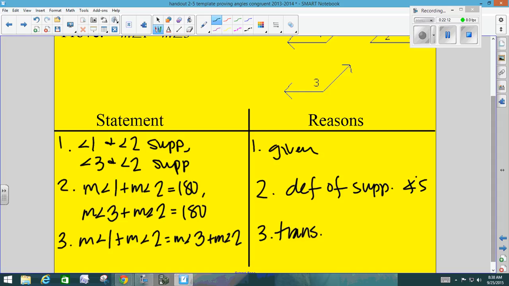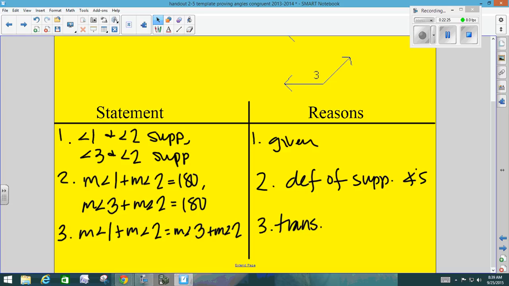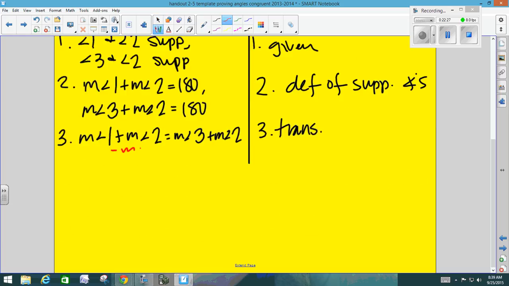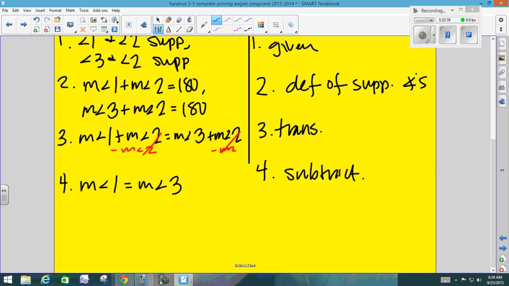Okay, we're close because we're trying to prove 1 is equal to 3, but I got those darn 2's in the way. Grace, any idea how I can get 1 equal to 3? Yeah, subtract your 2 over. I don't want 2 on the left side. So I'm going to subtract them over, and then they end up canceling out. Measure of angle 1 equals the measure of angle 3 by the subtraction property.